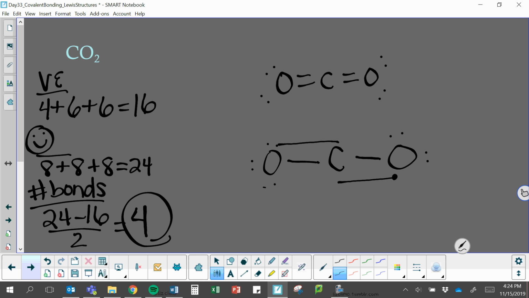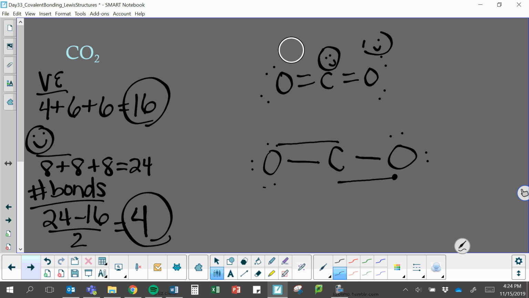is this. So we want to double check to make sure that all of our electrons are counted for. We have 2, 4, 6, 8, 10, 12, 14, 16 electrons, which is how many we're supposed to have. And then is everybody happy? Let's see, oxygen has 2, 4, 6, 8, so it is happy. Same with the other oxygen. And carbon has 8 electrons as well, so everybody's happy.